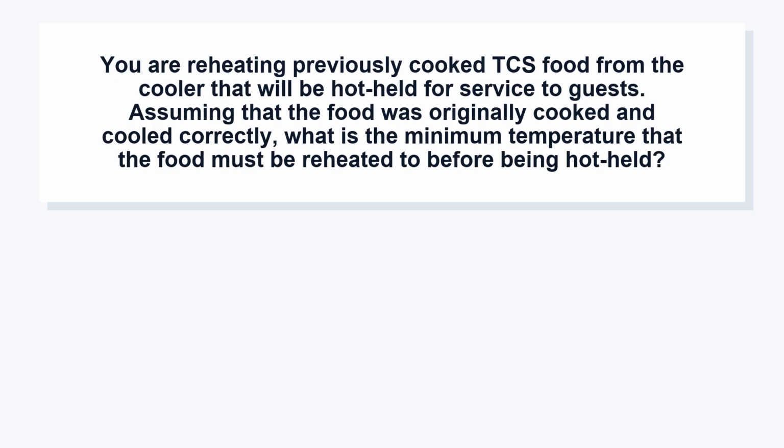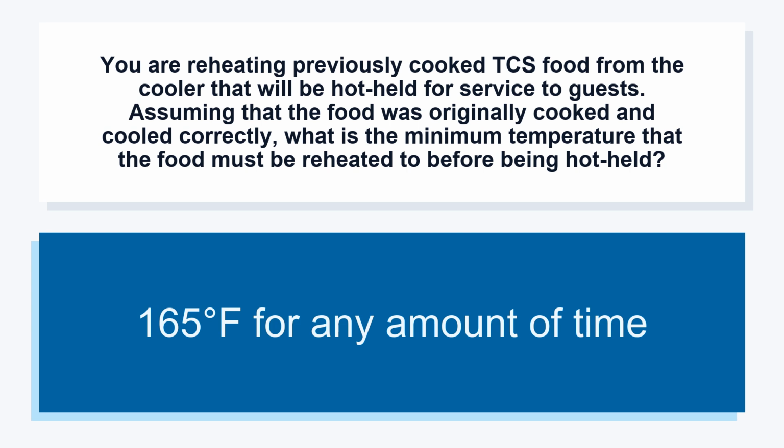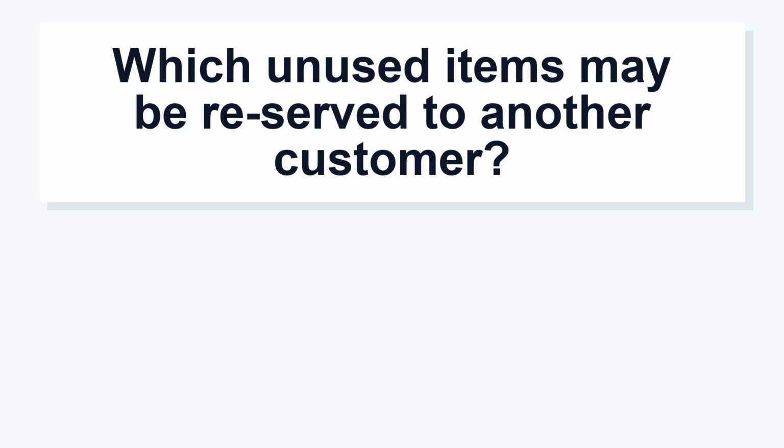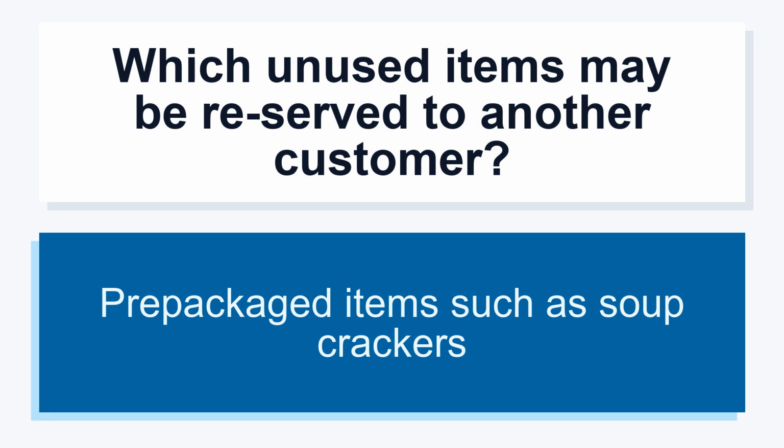You are reheating previously cooked TCS food from the cooler that will be hot held for service to guests. Assuming that the food was originally cooked and cooled correctly, what is the minimum temperature that the food must be reheated to before being hot held? 165 degrees Fahrenheit for any amount of time. Which unused items may be reserved to another customer? Prepackaged items such as soup crackers.